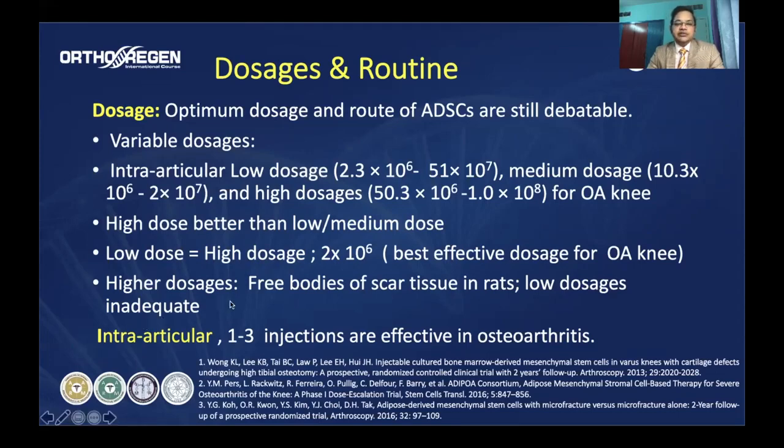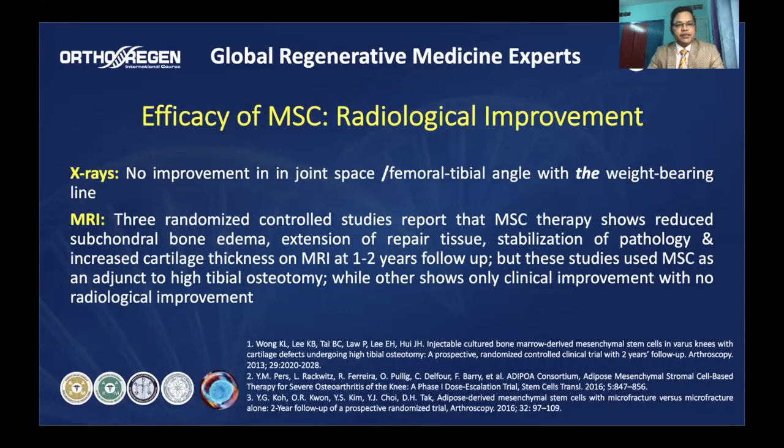Now, some animal studies have seen that if you give a high dose, then the chance of free body formation in the scar is high. And if you use a low dose, then the response may be inadequate. How many injections should we give? Well, it varies from 1 to 3 injections, which have been shown effective in osteoarthritis.